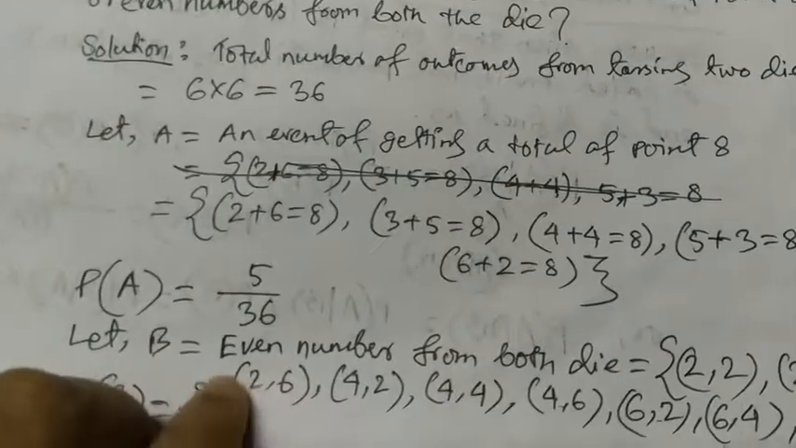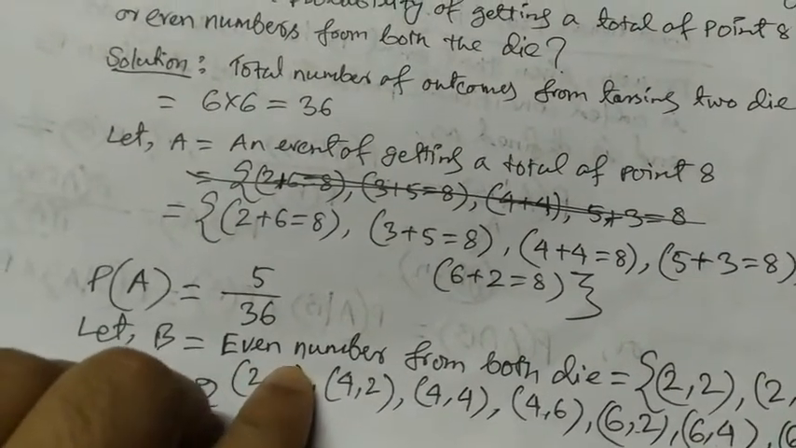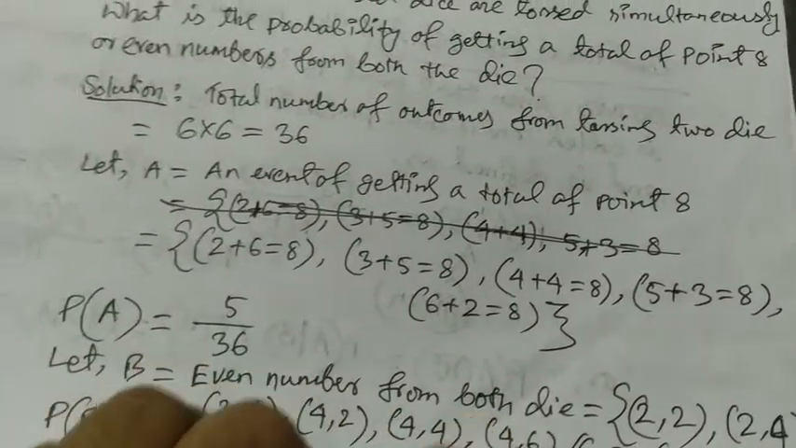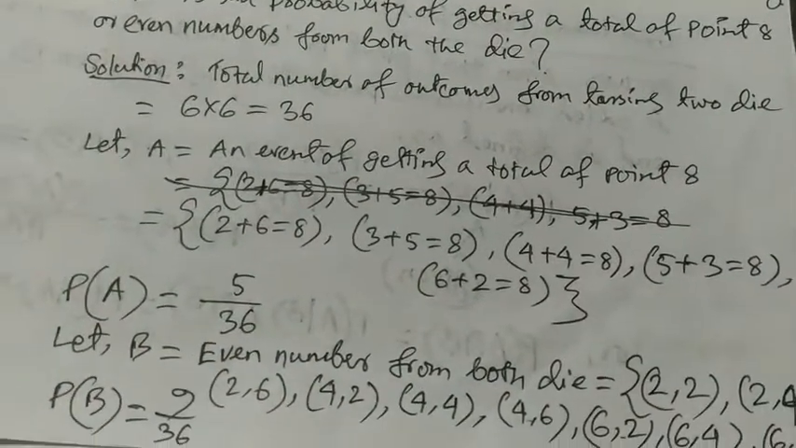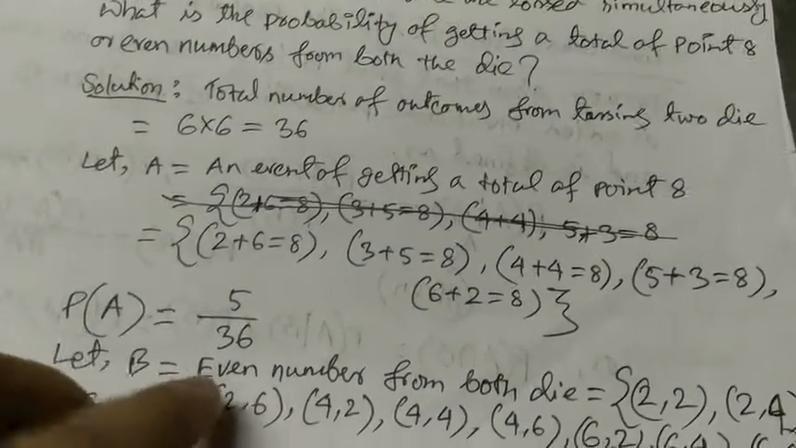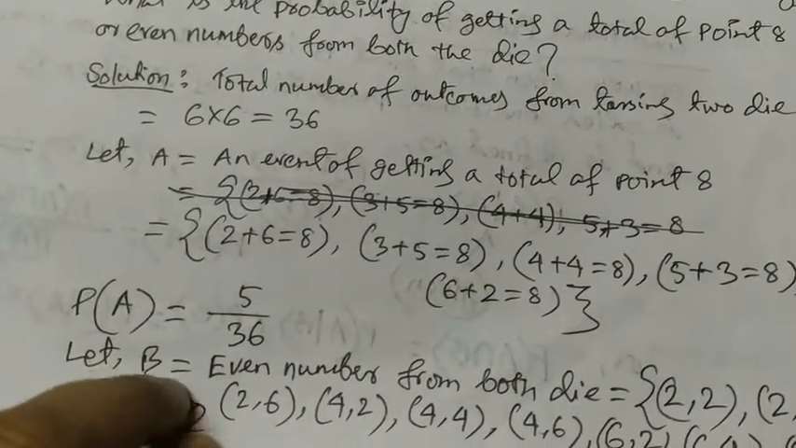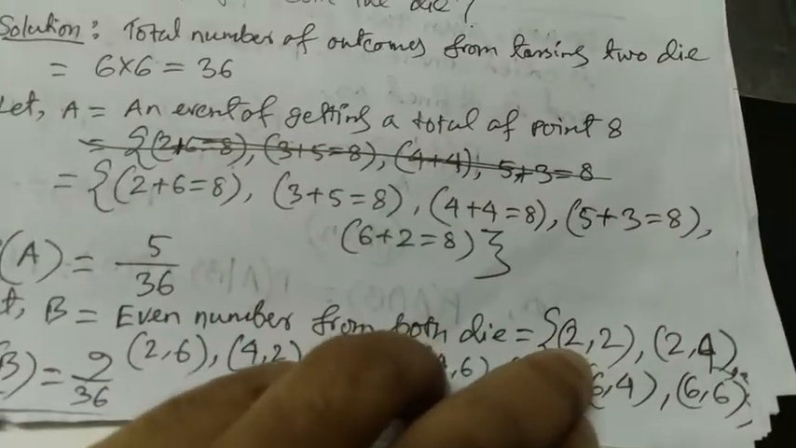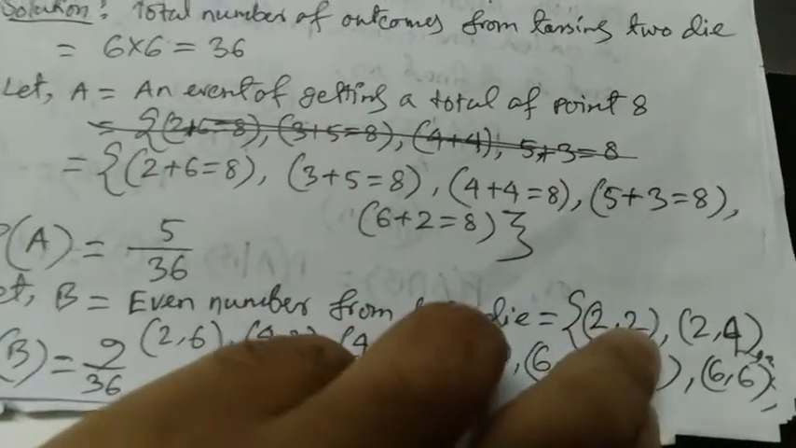Let us denote event B as even numbers from both dice. In Bengali you call it jor shankha. So event B is the even number from both dice. As you can see, this is an even number, and this is also an even number.